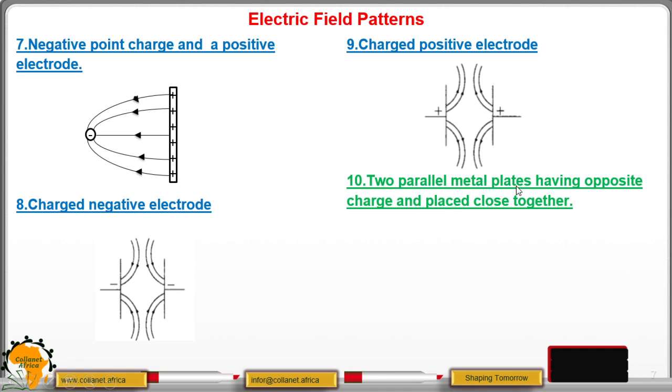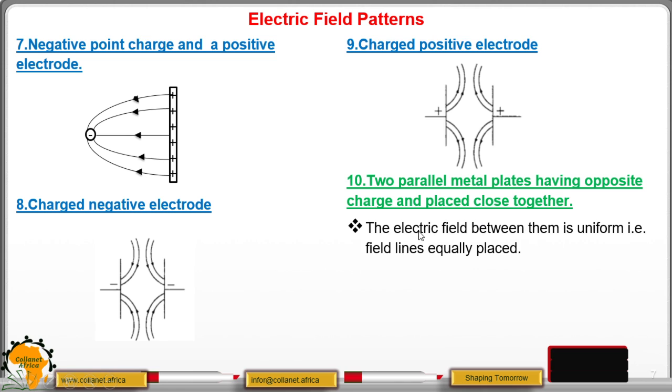Then we have two parallel metal plates having opposite charges and placed close together. So we have it here. They are placed close together and they have opposite charges, so there is attraction. When we talk of attraction, it means that the field lines will join the two plates, and the arrows will point from positive towards negative.